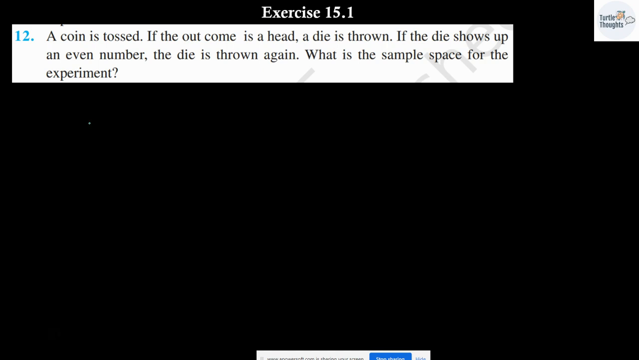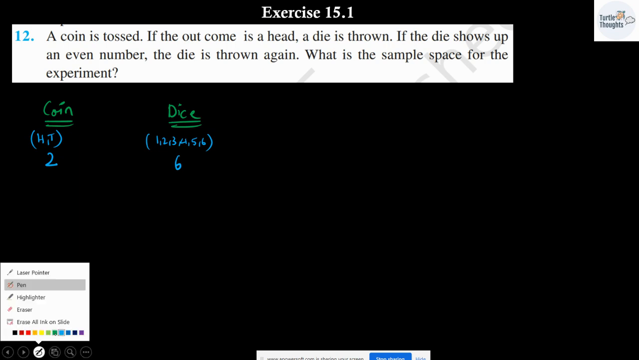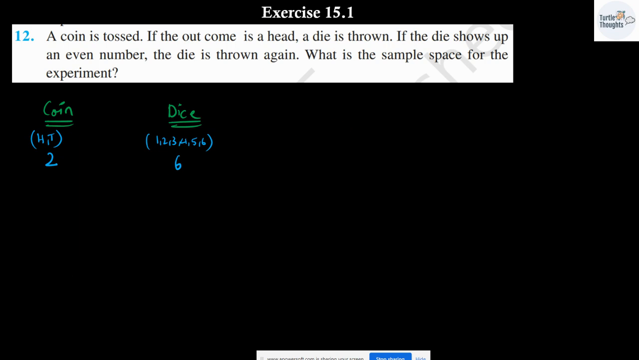I will start by writing a coin, because we have a coin and we have a die. Total possible outcomes for a coin is going to be 2. Either you can get a head or you can get a tail. For the die, it is going to be 6: 1, 2, 3, 4, 5, and 6. These are going to be the possible outcomes. I will be writing case 1 and case 2.